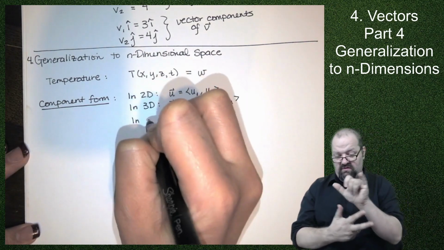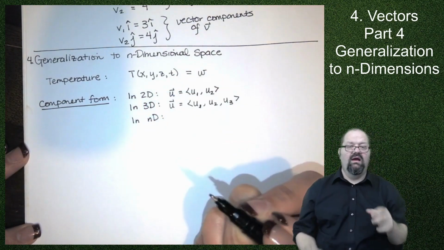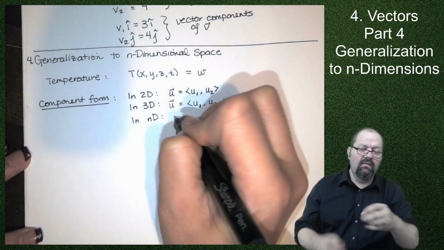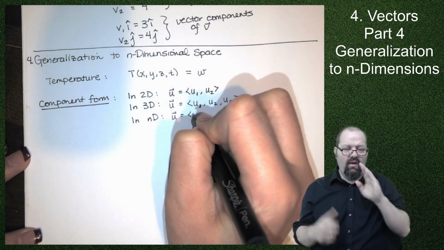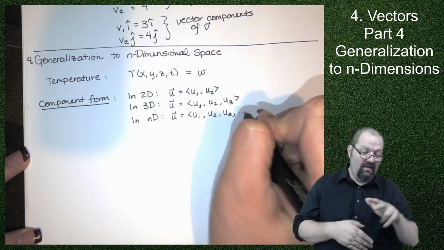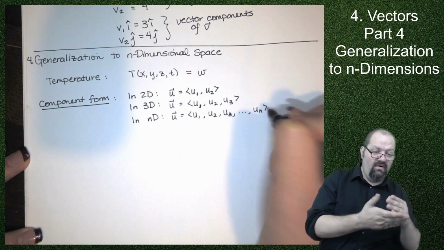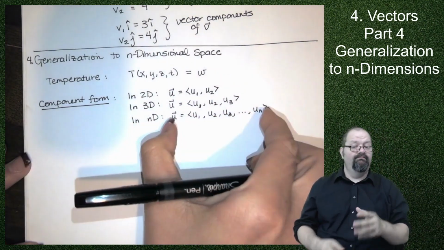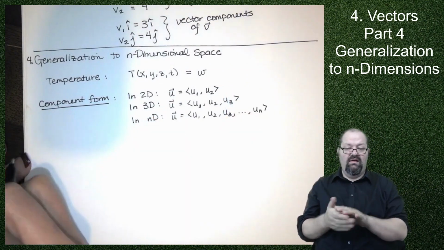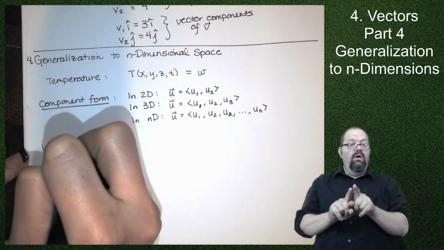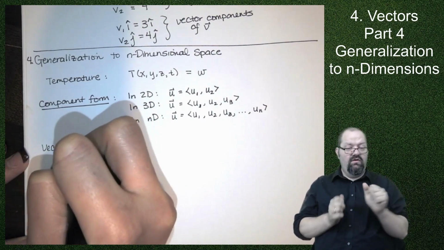When I go to ND, I can't really call it x, y, and z anymore, but I'm going to have one component for every dimension. So I'll have a first component, and a second component, and a third component, and a fourth component, all the way up to an nth component. And this is fine. The mathematics is going to work nicely here, just like it works nicely here. We also talked about the vector from P to Q.